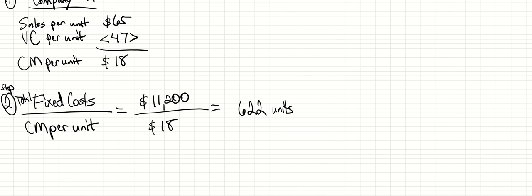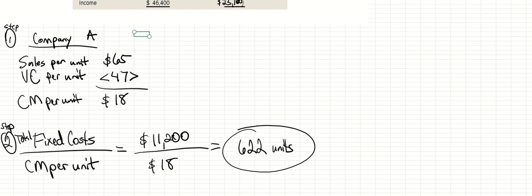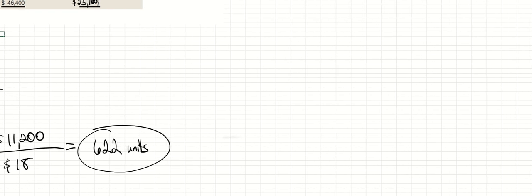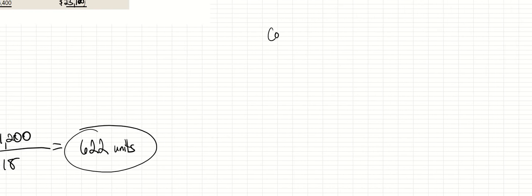Okay, so what does this tell you here? This tells you that in order for the company to break even, the company has to sell 622 units in order to cover their total fixed costs of $11,200. This is what it's telling you. So this is company A. Now we're going to do company B. I'm going to bring company B over here.